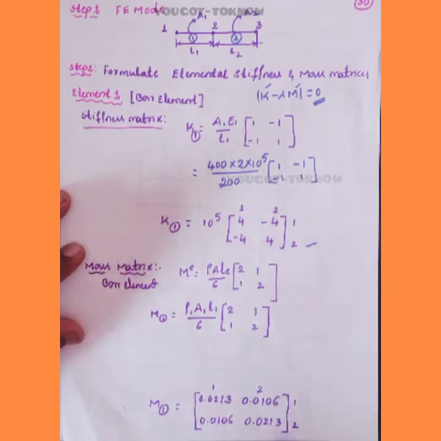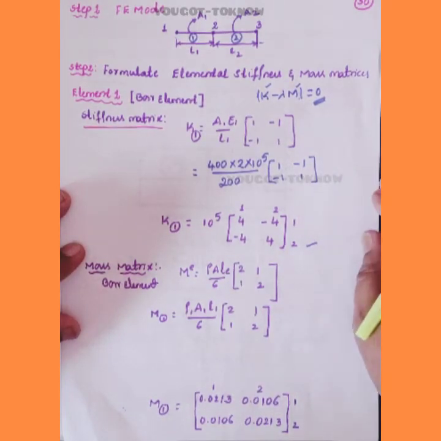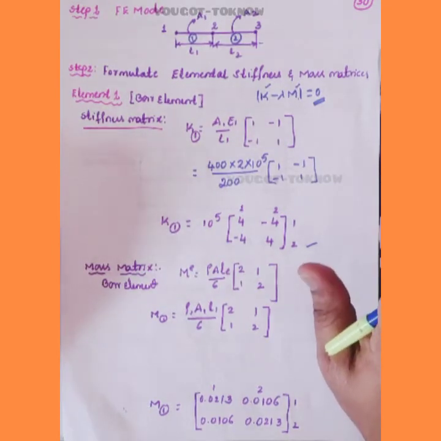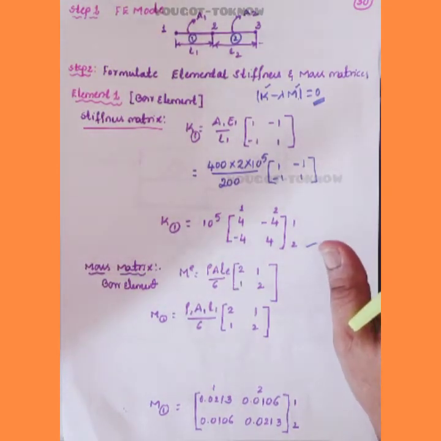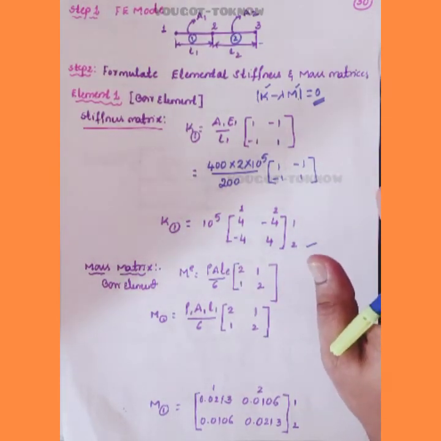Now similarly, calculate the mass matrix. How do we calculate the mass matrix? We already know the mass matrix for a bar element. We have two types of mass matrix: one is called the consistent mass matrix and the other is called the lumped mass matrix. Here nothing has been specified, so I am using the consistent mass matrix.